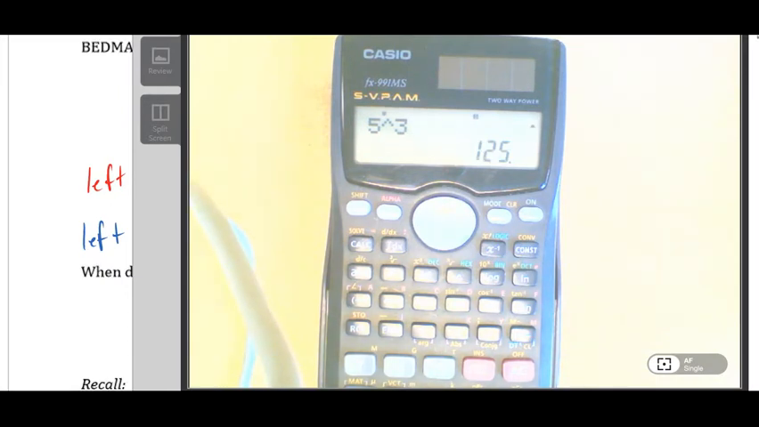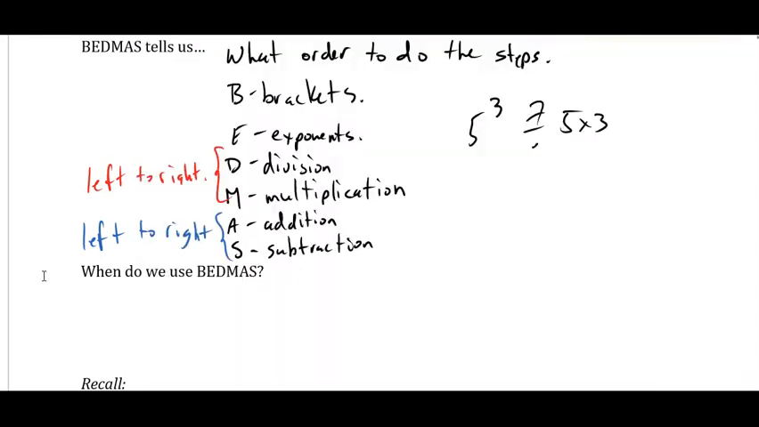Equals 5 times 5, which is 25 times 5 again, which is 125. Okay, we'll get back to that in a minute. Any other questions? Here's my question for you. It's a little bit of a trick question. When do we use BEDMAS?